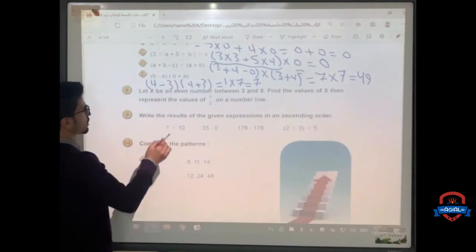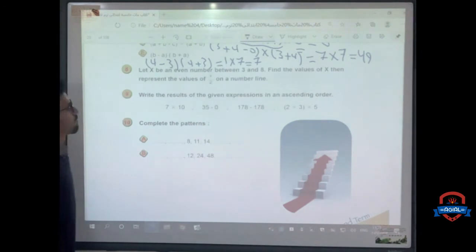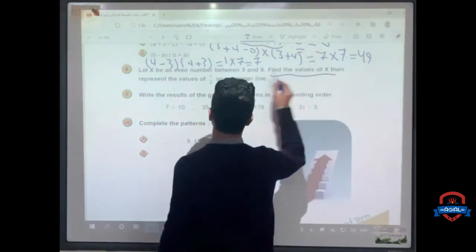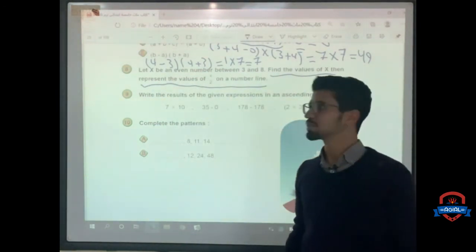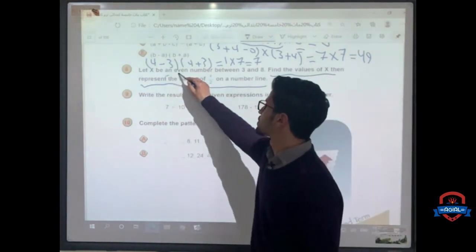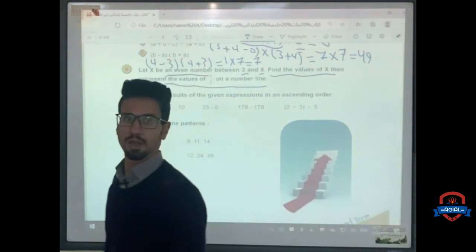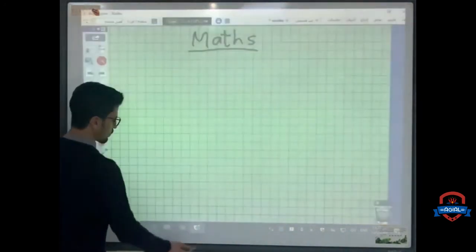And the question number 8, let x be an even number between 3 and 8. Find the values of x, then represent the values of x over 2 on a number line. So we have to find the values of x, then we represent the values of x over 2 on number line. We notice that x is an even number between 3 and 8. So these two numbers will be 4 or 6.